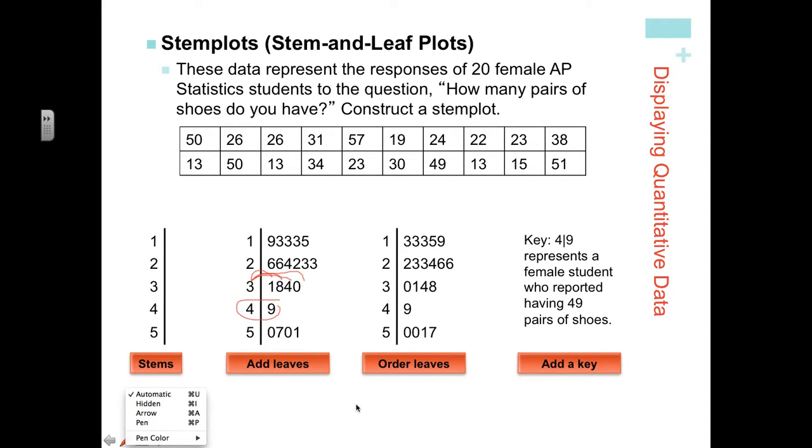And as your final step, you're going to need a key to represent the values. You don't have to choose this 49. You could have done 1|3, where it would represent the same thing, only down here would be 13 pairs of shoes as opposed to the 49. So you're free to pick any value for your key.